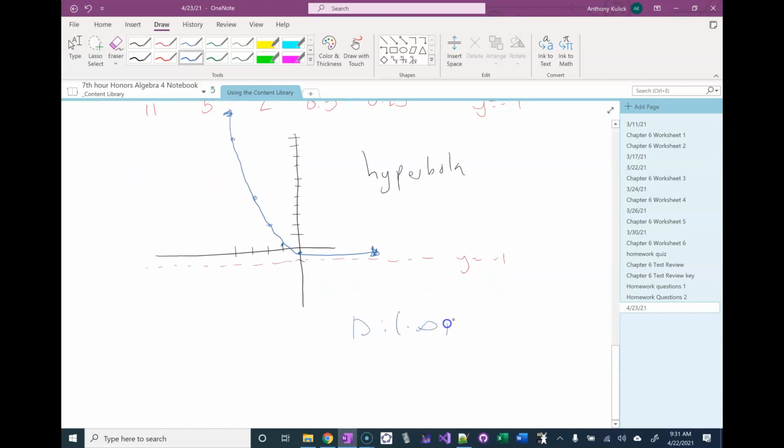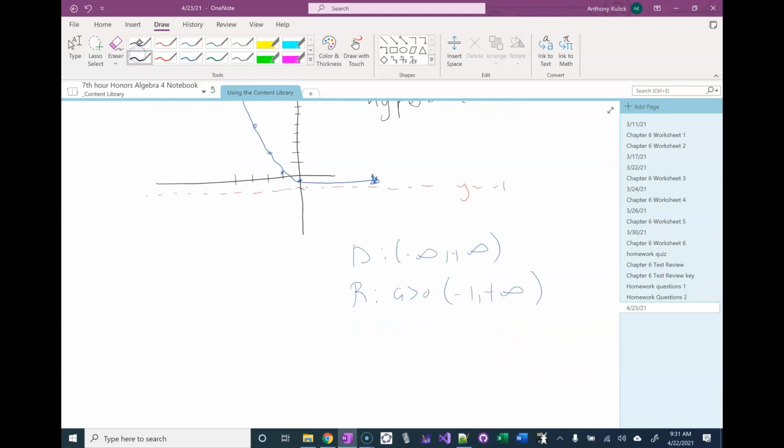The domain, as always, for exponential functions is all real numbers. The range is going to be, since the a value is positive, k, which is -1, to positive infinity. And that's kind of all there is to graphing these exponential functions. That shouldn't be too bad.